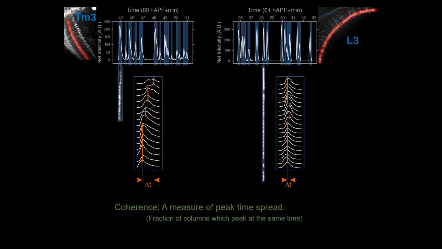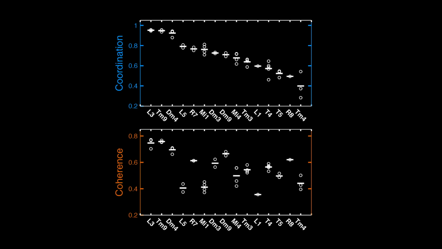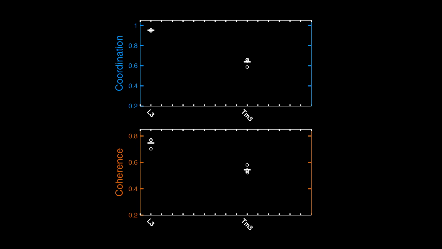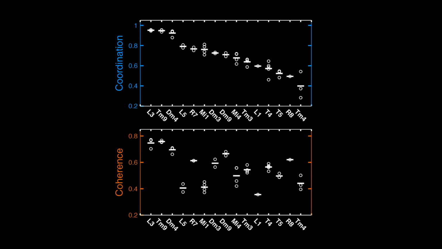And then we can plot each of these separately. Each circle represents the average value of coordination or coherence between 55 and 65 hours from a single time series, and the bar represents the average. And here we've arranged them. This was L3, TM3 and L3, and then the remaining 13 are shown here, and they've been ordered by coordination. You can see that there's no clear or consistent relationship for each neuron between coordination and coherence. They're different types of metrics.